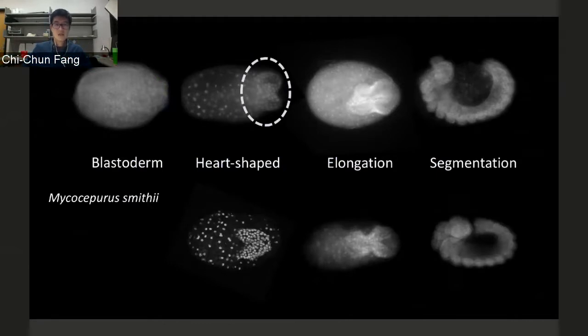Okay, so the first part, the conclusion is, even on the ecological or behavior perspectives, they're so different, but when we look at their embryogenesis, they're actually quite similar.